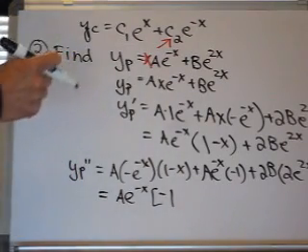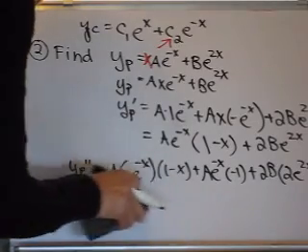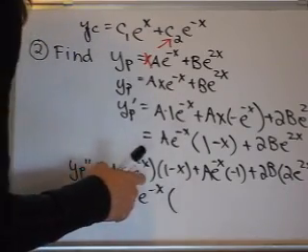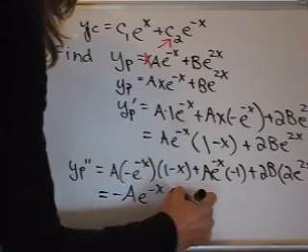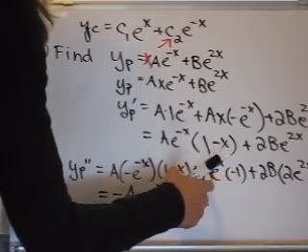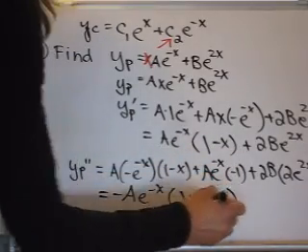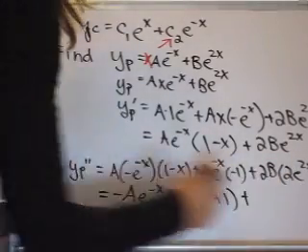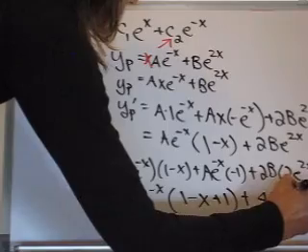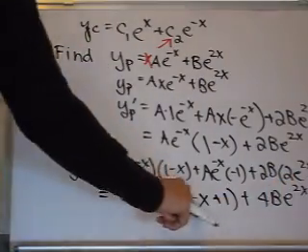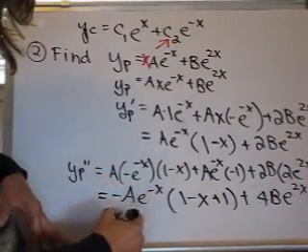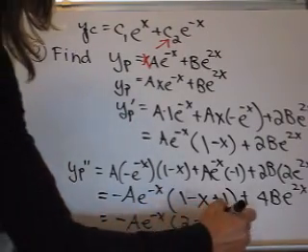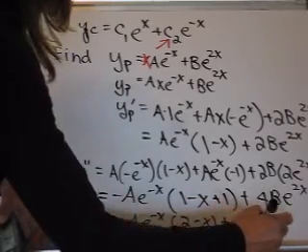So now what I'm actually going to do is factor out a negative a e to the negative x. That will make my signs a little nicer. Negative a e to the negative x. So this whole first term is factored out, and I'm left with a 1 minus x. And then a negative a e to the negative x leaves me with just a 1 plus 2b. Oops, that's going to be 4b e to the 2x. And then I can add these two constants together. So I get a negative a e to the negative x times 2 minus x plus 4b e to the 2x.